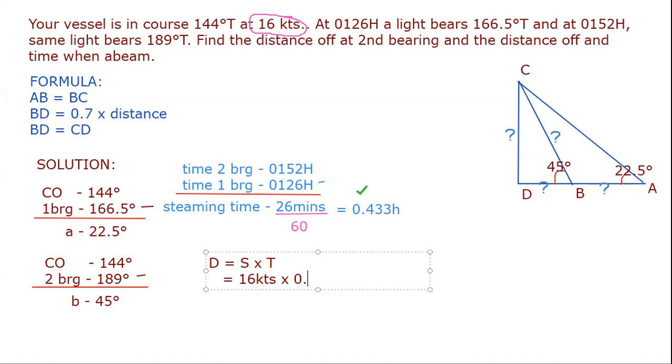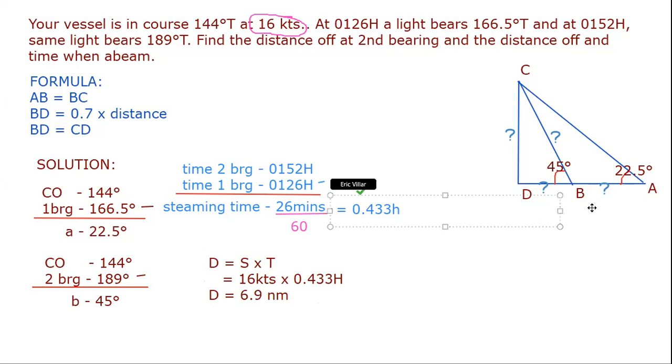which is 0.433 hours. Ayan, kinuha mo nga kanina eh. Okay? So, anong sagot sa ating distance? Ibig sabihin ito yung A and B natin, A and B na distance. So, distance na nakuha natin is 6.9 nautical miles. So, ibig sabihin, nakuha na natin ang sagot dito sa A and B, which is 6.9 nautical miles.